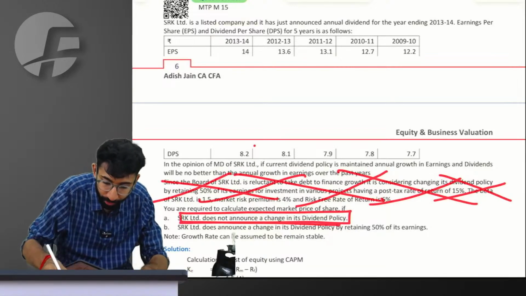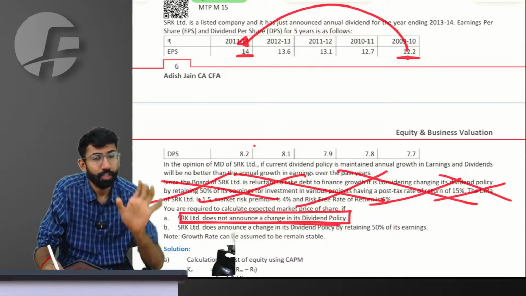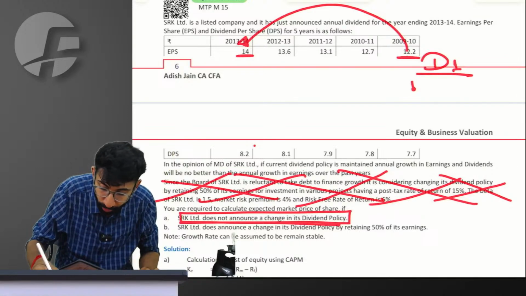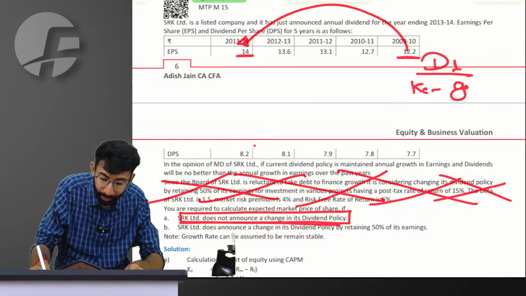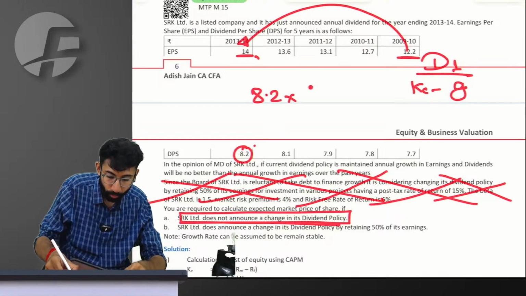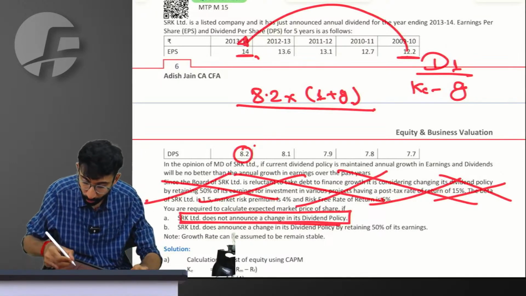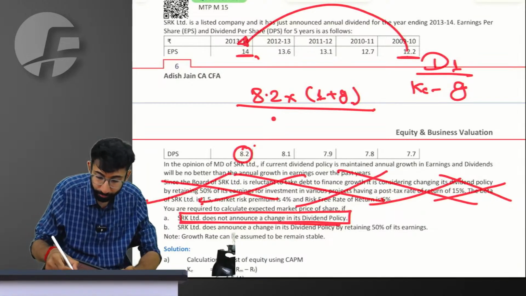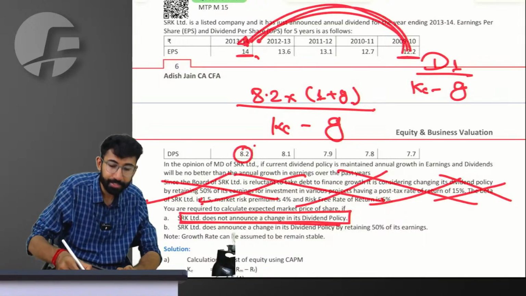Sir, they have given you a clear hint that whatever is the growth rate of EPS in the past year will be the future growth rate of earnings and dividends, which means if I want to do D1 divided by K minus G to find out the share price, D1 I can easily find out. Latest dividend is 8.2 into 1 plus growth rate will give me D1. How can I find out the K? You have the data of RF, RM minus RF, and beta, which will give you the K. Again the growth rate, where the growth rate will be this.